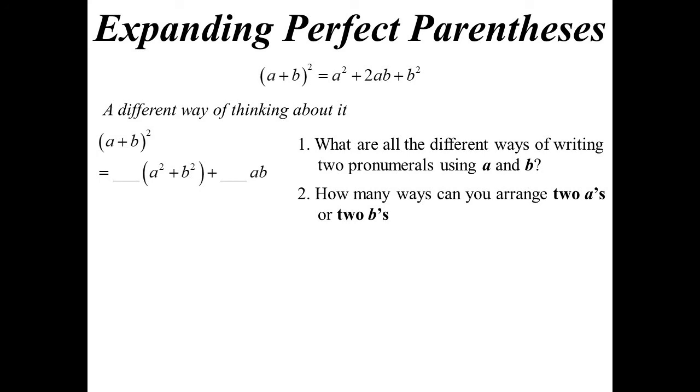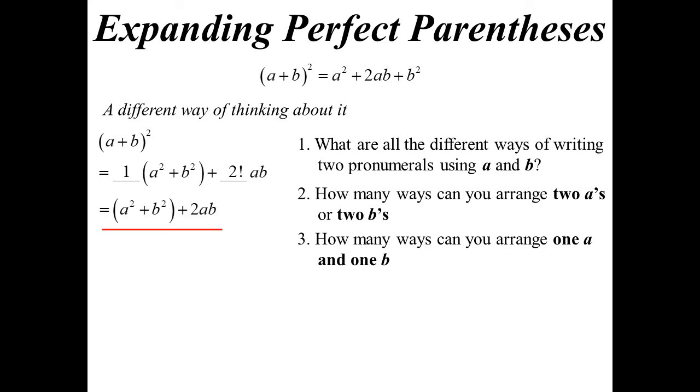So if I just had, look, here we go, aa. How many different ways could I arrange aa? One. Because both the letters are the same, there's the only thing I could have, aa. So I know I'm going to get one lot of a squared plus b squared. But how many different ways could I arrange one a and one b? Two. So I get 2 factorial times ab. And there is the a^2 + 2ab + b^2.